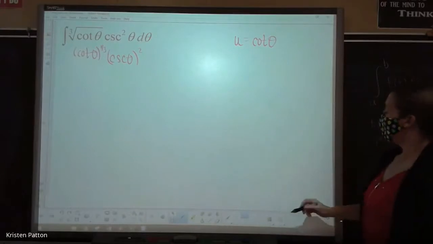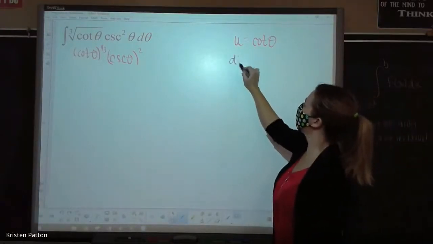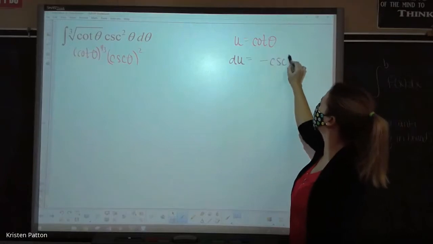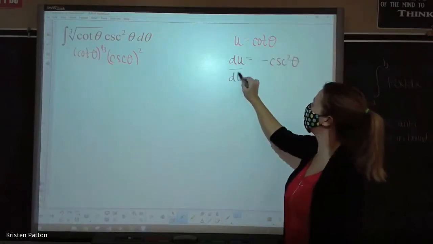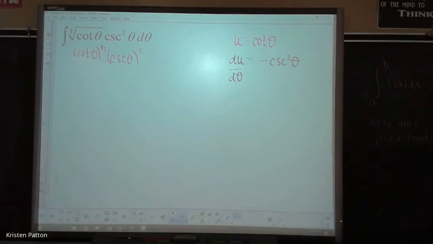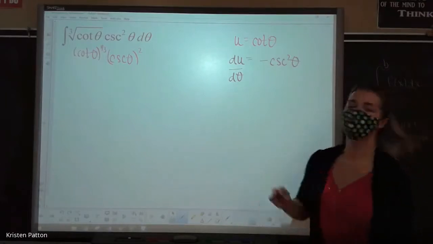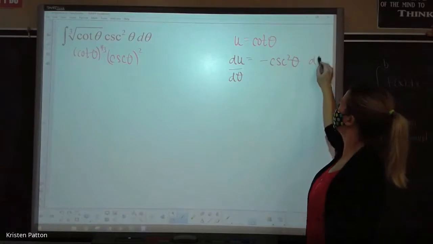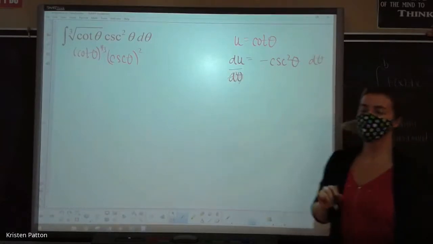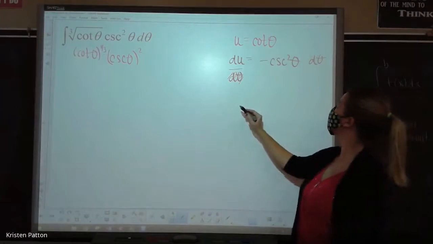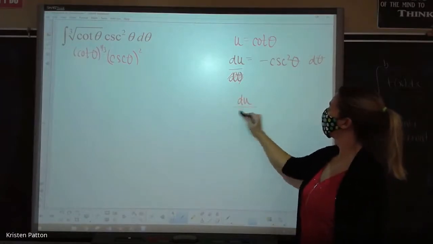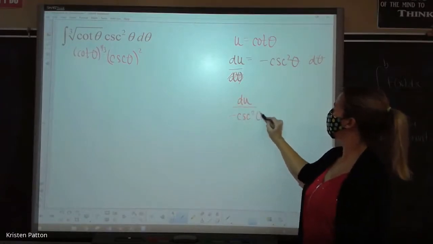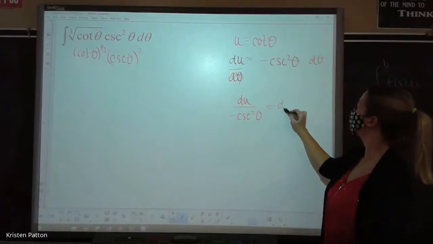Okay? All right, so John already said the derivative of cotangent is negative cosecant squared. So du d theta, not dx anymore because we're using thetas, is equal to negative cosecant squared theta. And let's just move some things around. I'm going to multiply the d theta to the other side and then divide by the negative cosecant squared theta. So it's just some algebraic manipulation.